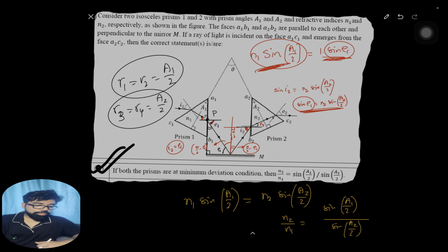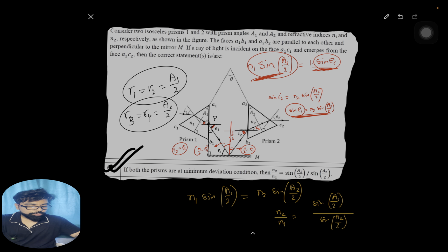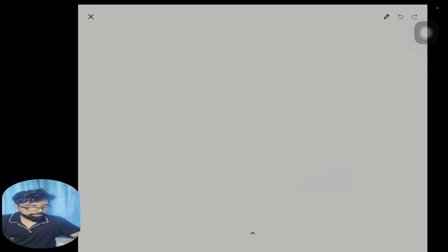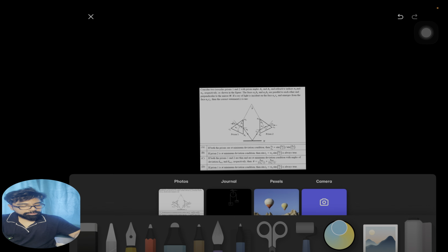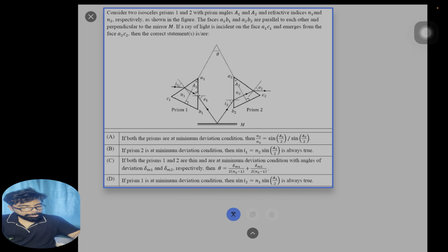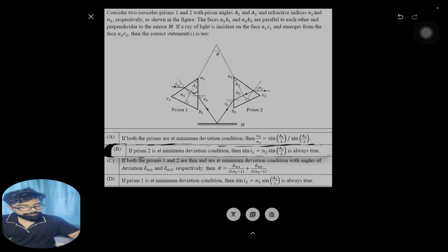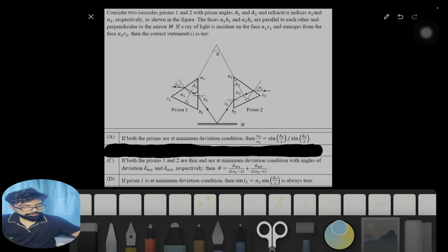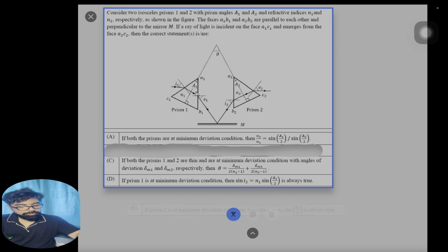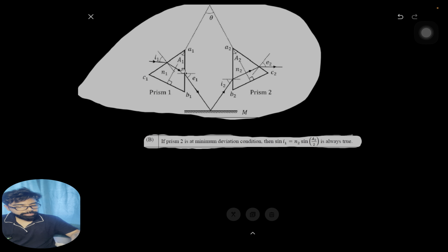I hope you got this understood. Now let us jump into option B. What is option B saying? If prism 2 is at minimum deviation condition, I'll just get to the diagram so that you can understand. So this is the diagram and this is the option.